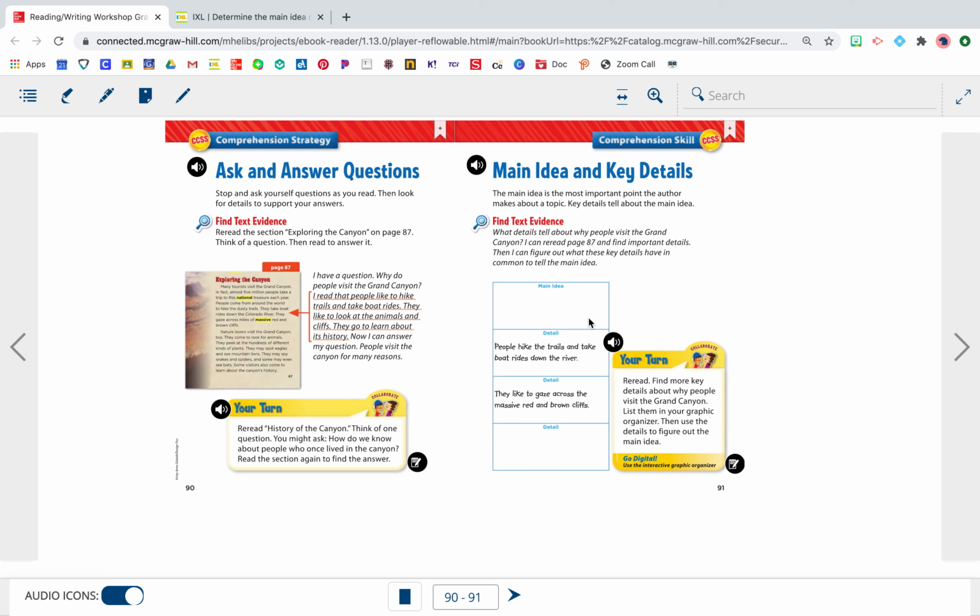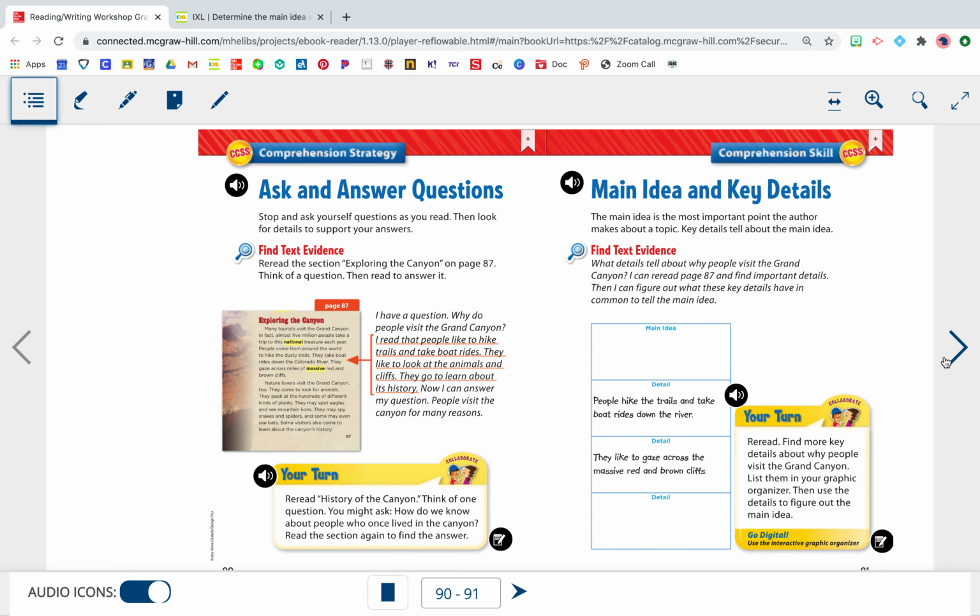of our text that we read yesterday was all about the Grand Canyon and why people visit it. So your main idea might be people really like to visit the Grand Canyon. Details: people hiking the trails. They like to gaze across the massive red and brown cliffs. Okay, so that just gives us an idea of why people are going to visit the Grand Canyon.